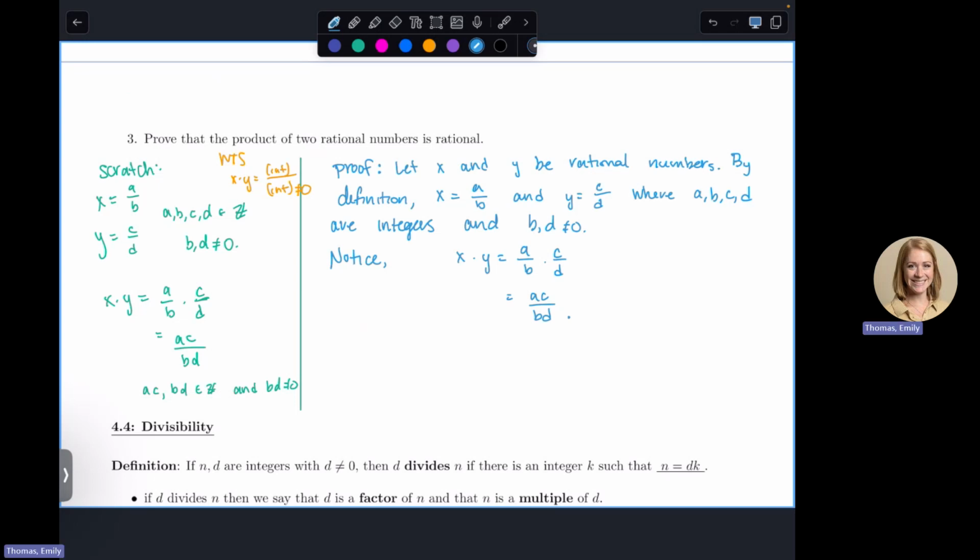For a number to be rational is the ratio of 2 integers. So we need to know that both the top and the bottom are integers and that the bottom one isn't 0. Okay, so A, B, C, D are integers. It's specifically here, it's since AC and BD are integers.